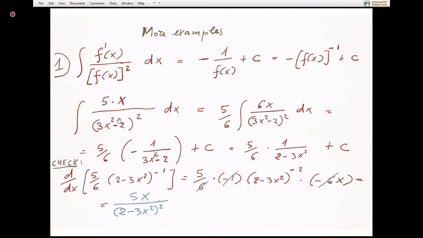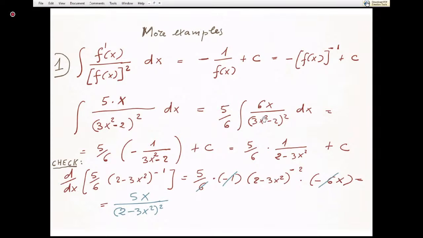For instance, this one. Suppose that you have the integral of 5x divided by 3x squared minus 2 squared. So in the denominator, I have the square, so power basically, of a function of x. The derivative of this function of x would be 6x. In the numerator, I have 5x. I can obtain 6x by dividing by 6 as well. Okay.